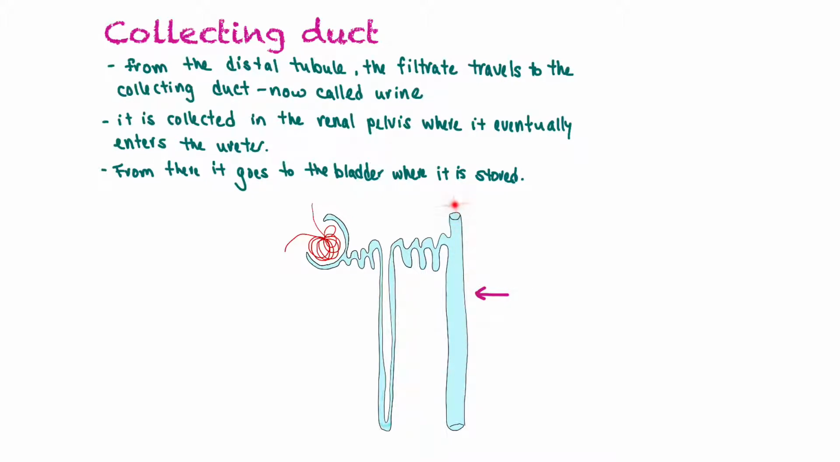So from the distal tubule, the filtrate will travel to the collecting duct. It's now not called filtrate anymore, it's called urine, and it's collected in the renal pelvis, where it will eventually enter the ureter, and from there it will go to the bladder, where it's stored until it needs to be released from the body.